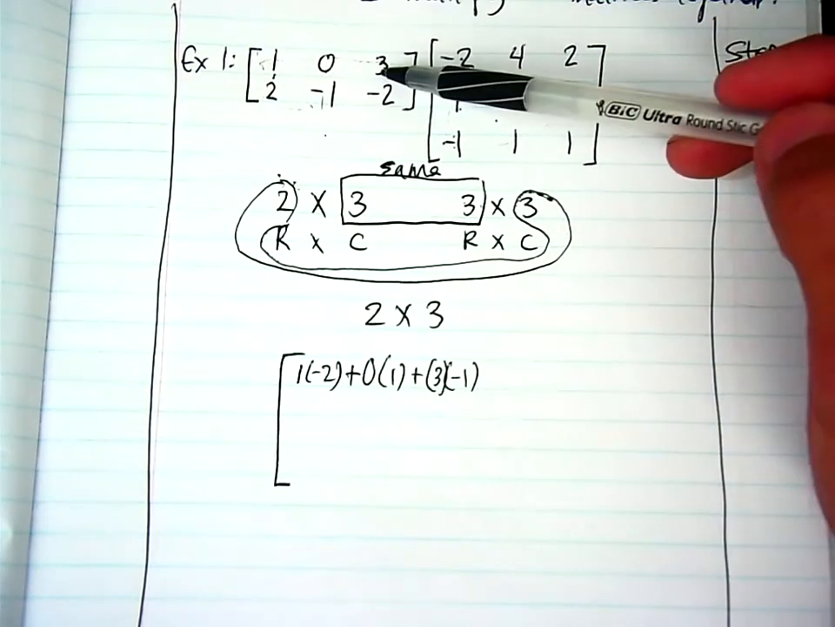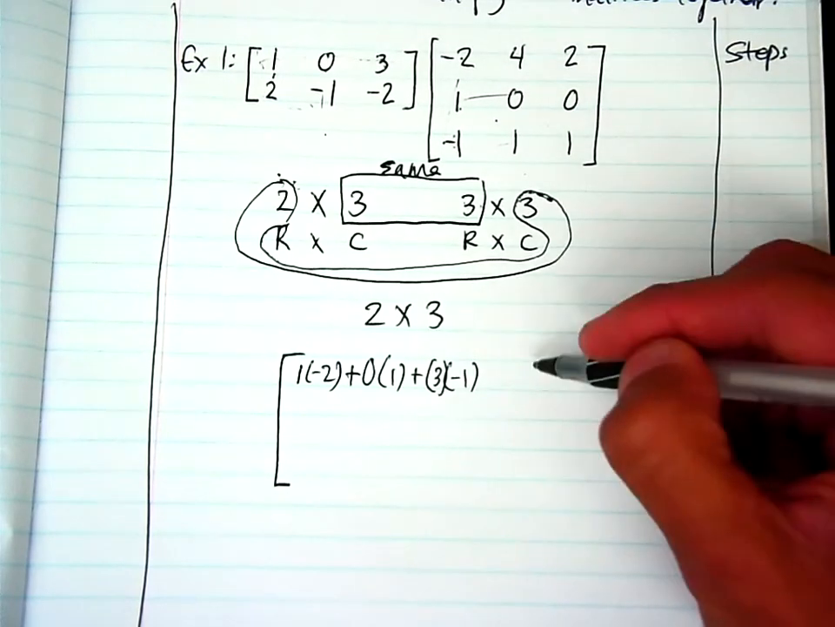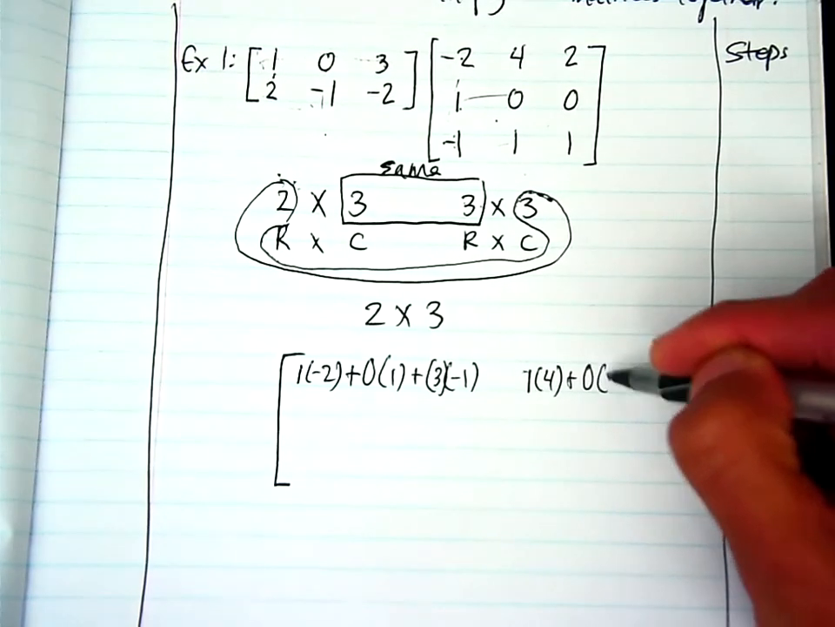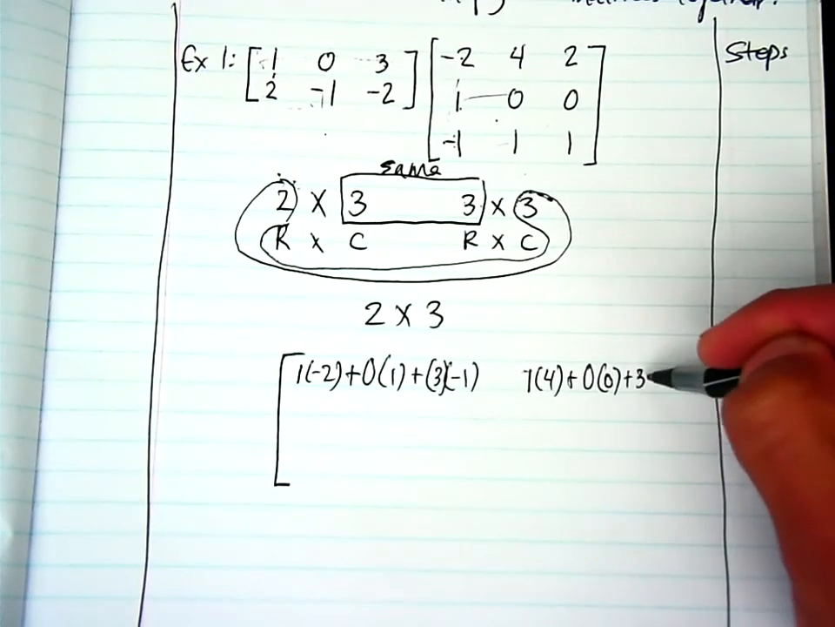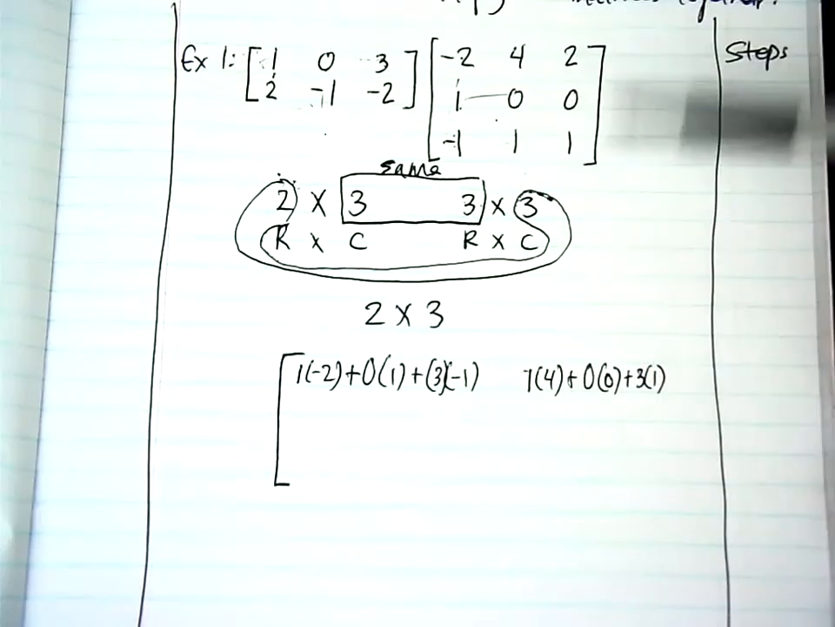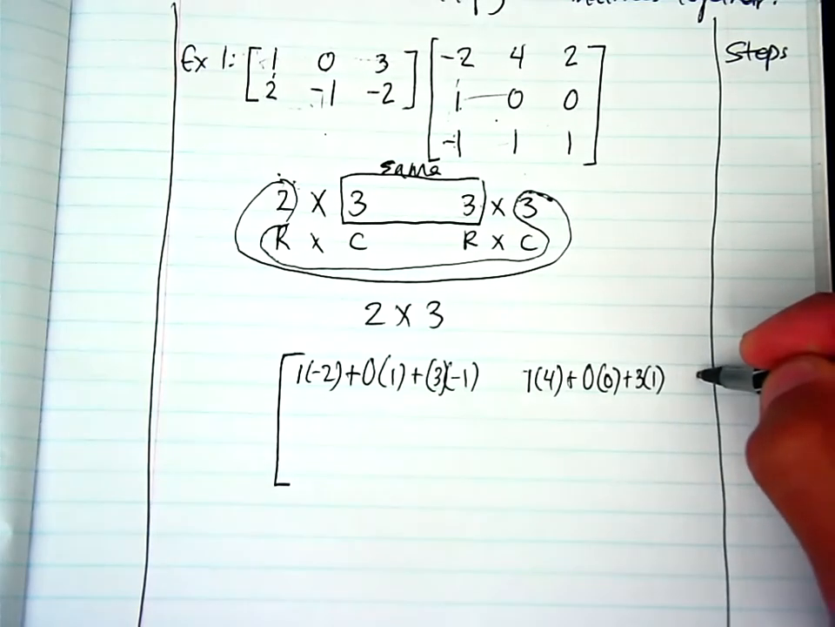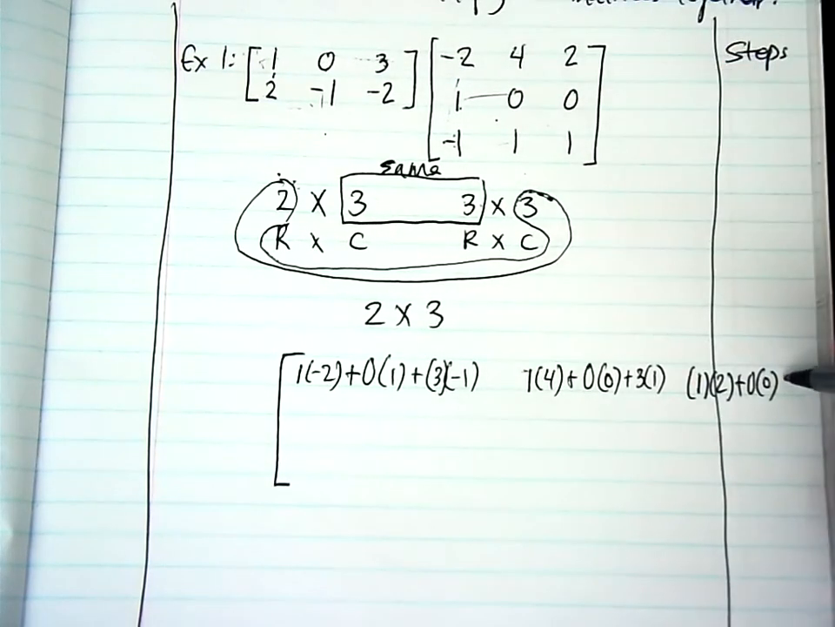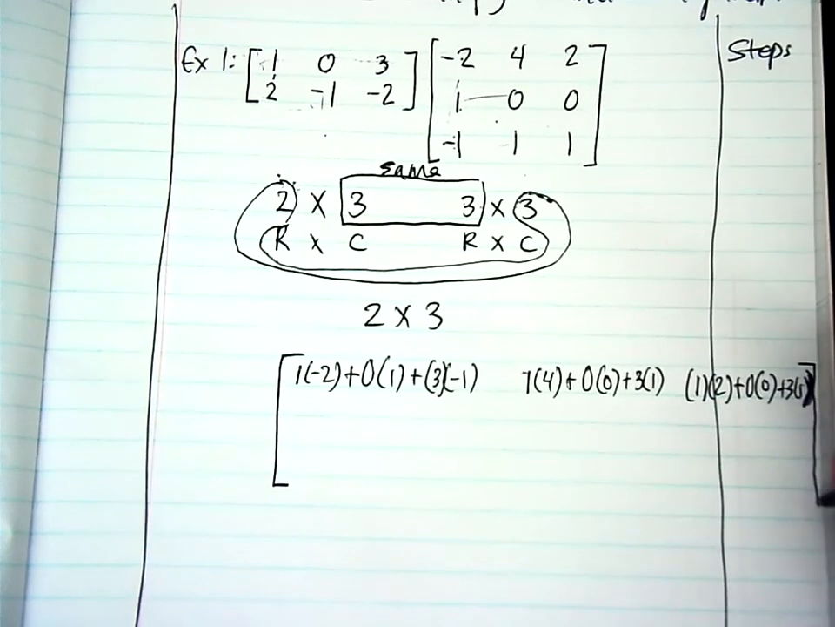Okay, then I'm going to multiply this row by this column, so 1 times 4 plus 0 times 0 plus 3 times 1. And then the last one is this row times this column. So I'm running out of space, but it'll be 1 times 2 plus 0 times 0 plus 3 times 1. And I'll close off my matrix.